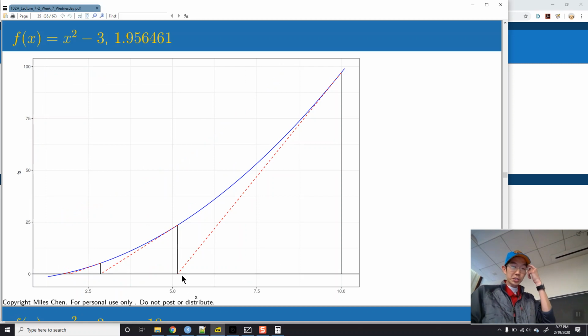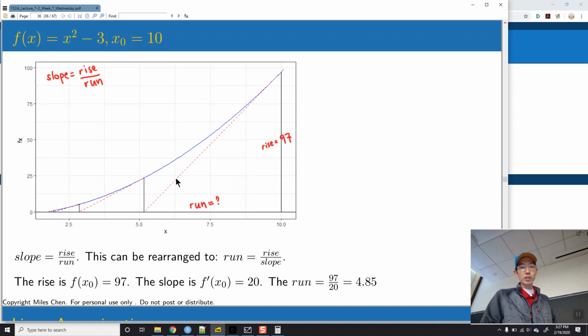All right, so the question is, where does it cross the x-axis? Where is this location? So what I've done is I've taken this thing and I've labeled the triangle with rise and run, because at least in American schools, when we teach slope, we say slope is rise divided by run. I don't know what they say in other countries and in other languages, but we say the rise divided by the run. And so here the rise is equal to 97.